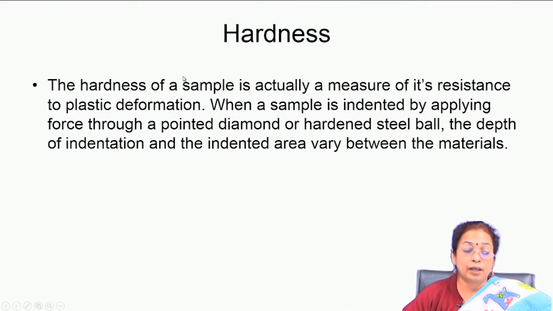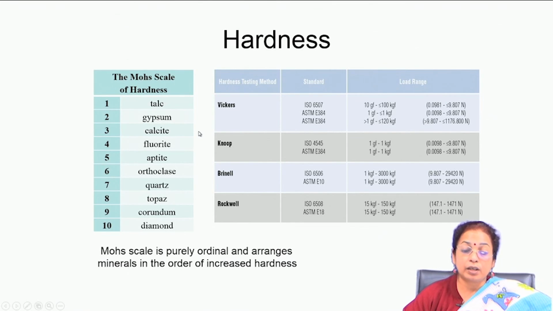Then if you talk about mechanical properties, hardness is one of the important mechanical properties that comes into the picture. It is the measure of its resistance to plastic deformation. It is measured by indenting the material with an indenter and subsequently measuring the size and shape of the indentation mark. There are different scales by which hardness is represented, like the Vickers scale, Knoop scale, Brinell and Rockwell scale.